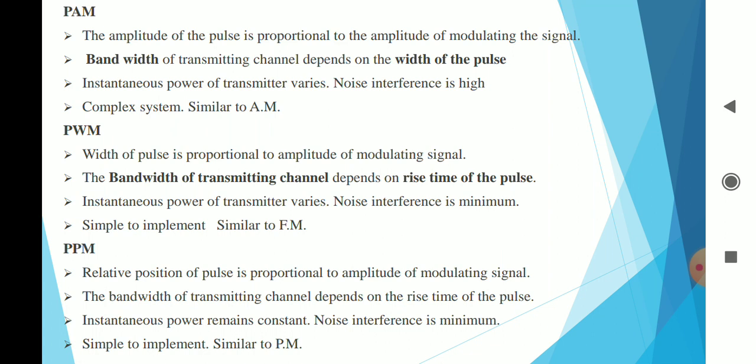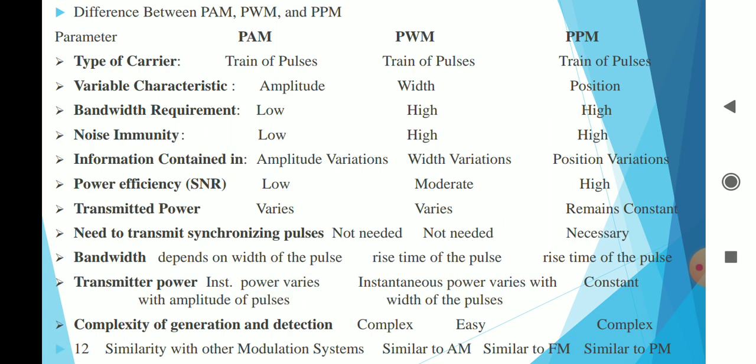And coming to PPM, the relative position of the pulse is proportional to the amplitude of the message signal. The bandwidth of the channel depends upon both the rise time and fall time of the pulse. As it maintains a short time, we can say that the rise time decides the bandwidth requirement. Power is constant, and noise interference is minimum. It is similar to phase modulation. So this is differentiating PAM, PWM and PPM for various parameters.